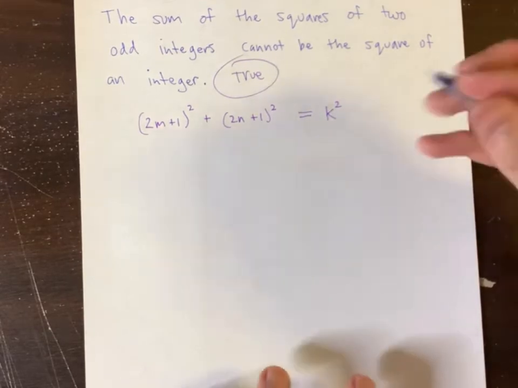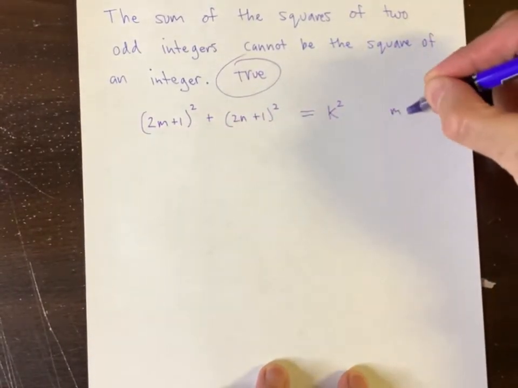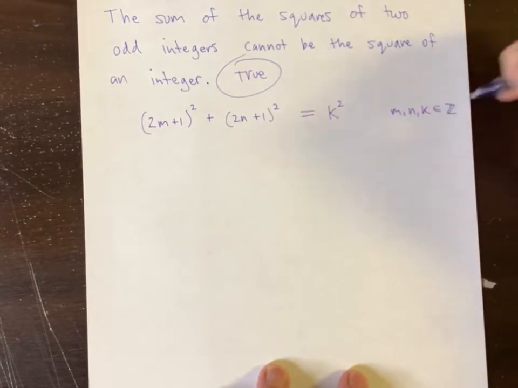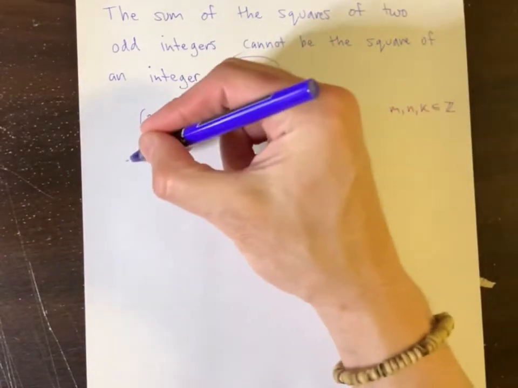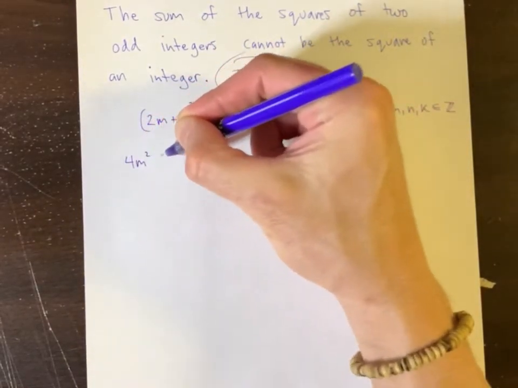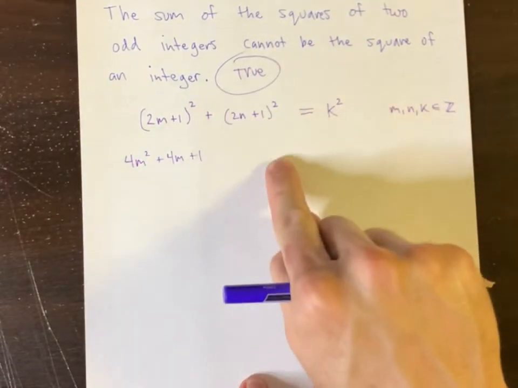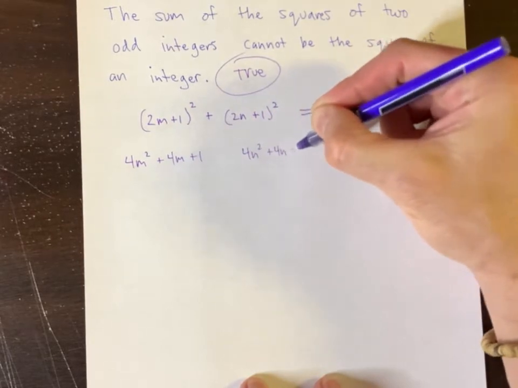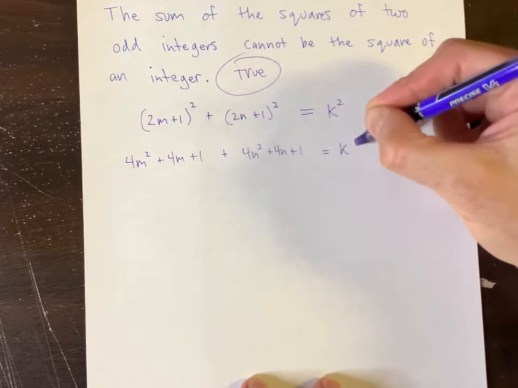And of course, m, n, and k, all these guys are integers. Now, why don't we take this and square this binomial? If you square it, it's going to be 4m squared plus 4m plus 1. If you square this, it'll be 4n squared plus 4n plus 1. Drop the addition symbol. All this equals k squared.